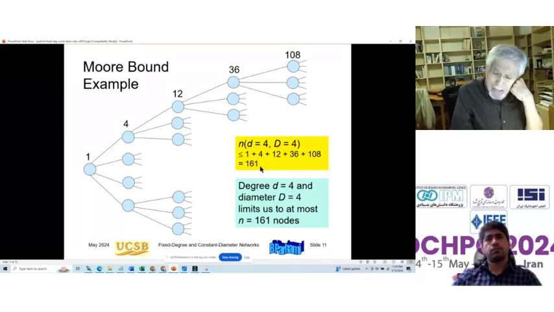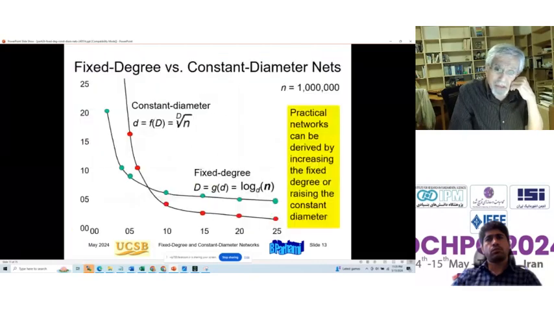161. And as I mentioned, for many degree-diameter pairs, we don't know how to construct networks that achieve this bound. And in fact, it may be impossible to achieve it. So we try to get close to this bound, synthesize networks that come close to achieving Moore's bound. And those networks are good enough for practical applications.